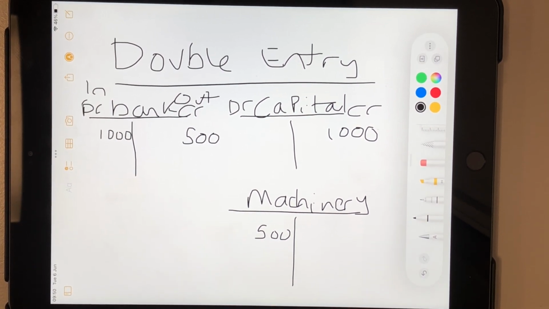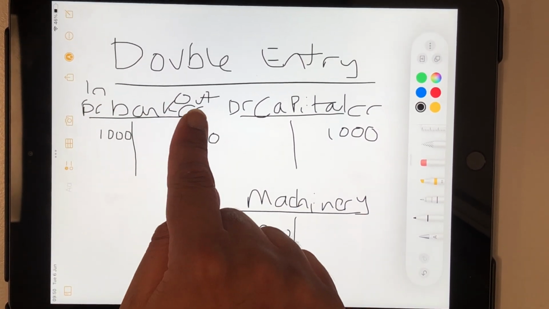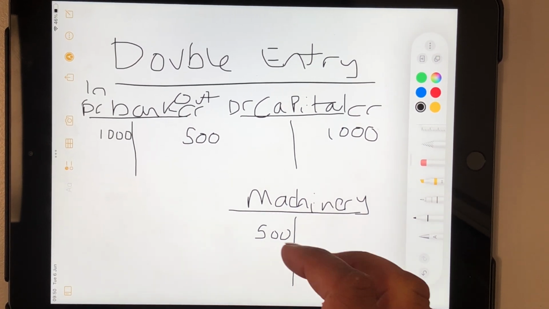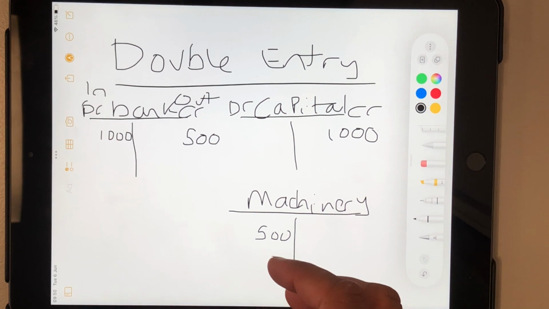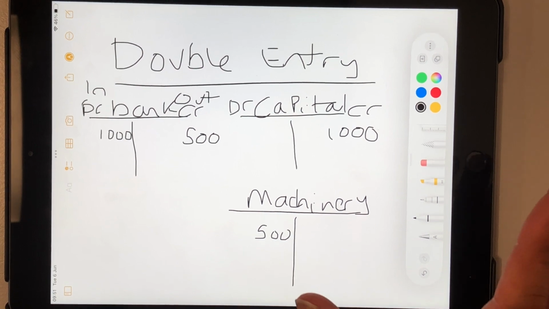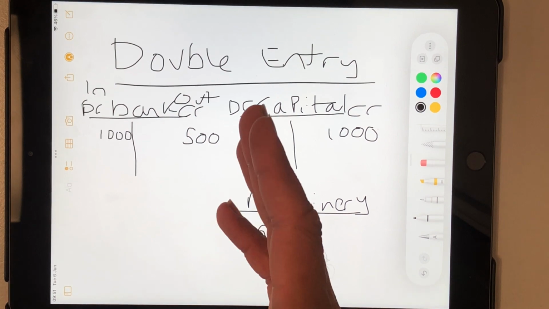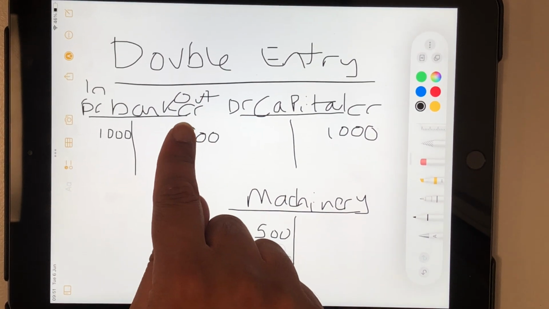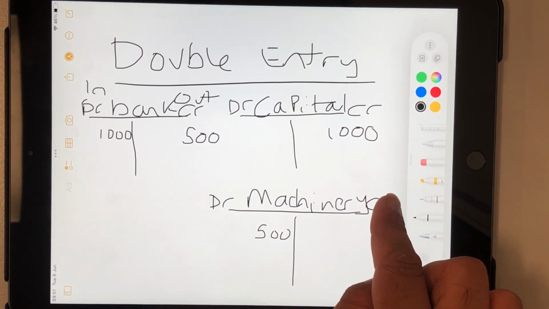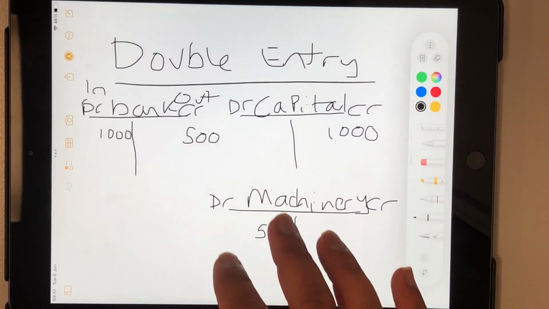Now, like I said, the bank account used the logic of money coming in, money going out. However, for the machinery account, you can't really argue that money's coming into machinery. You can argue that, but I would just keep it simple. Think about the bank. Is money going in or out? If the answer is money goes out, that is a credit entry there. It must be a debit entry over here. So money is leaving the bank, but it's going into the machinery account.